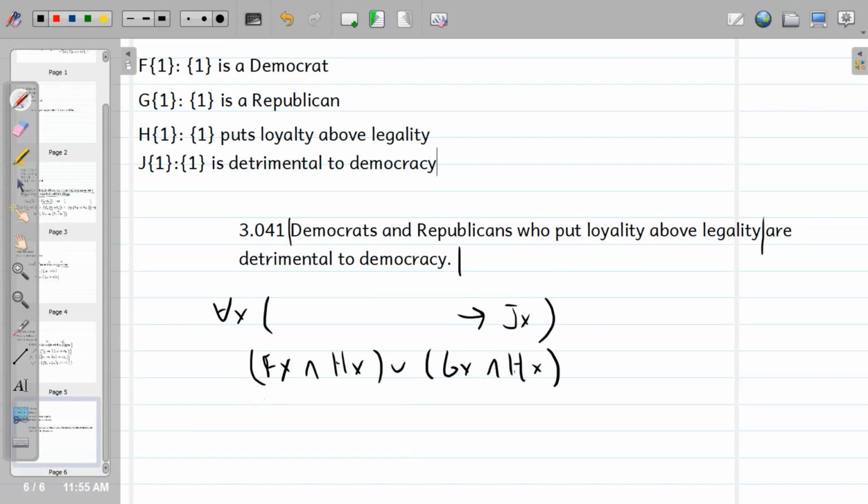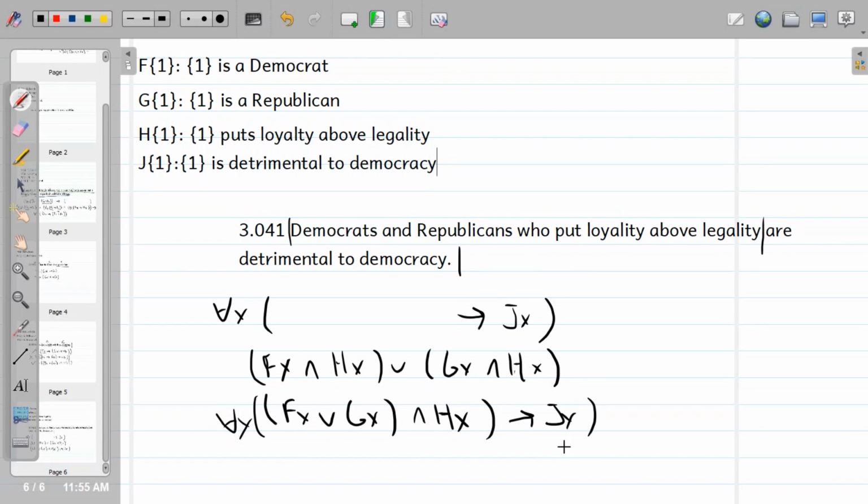You could say, if you're a Democrat or a Republican, and you put loyalty over legality, then you're a threat to democracy. Yeah? Either of those are just as good. Yeah? Why do you use a disjunction for the first one?